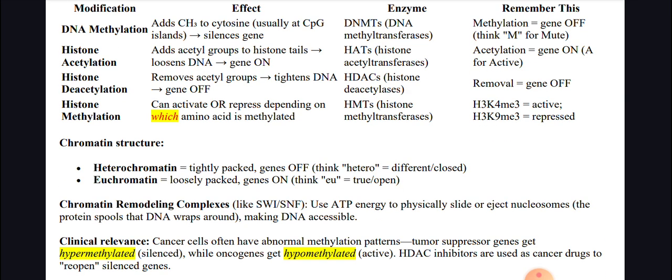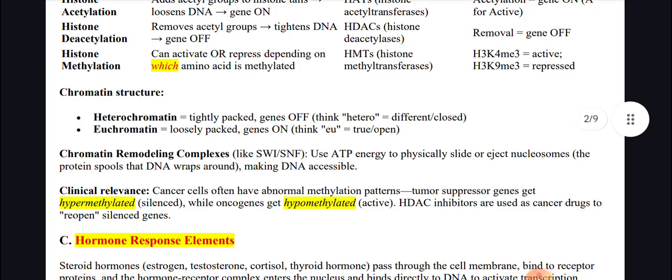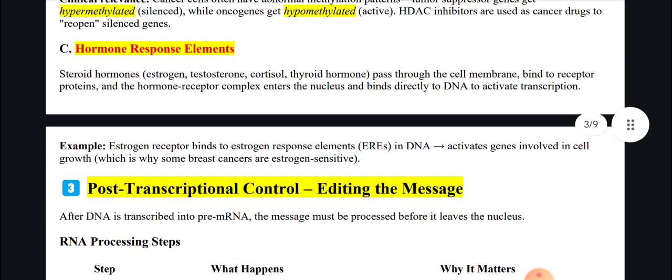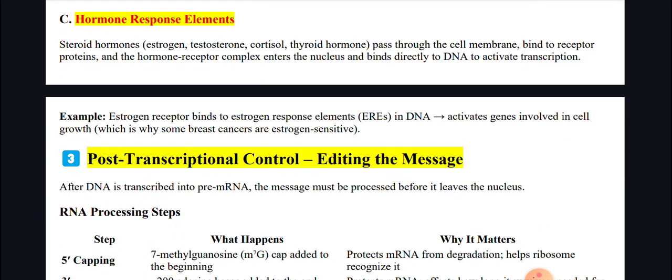Hormone response elements. We've talked about signals from outside activating kinases and epigenetic marks setting the baseline, but what about signals that just walk right into the cell, like steroid hormones? How do they control transcription? Oh, yes. Steroid hormones like estrogen, cortisol, testosterone, thyroid hormone. These guys are different. They're small and lipid-soluble. So they don't need a receptor on the cell surface? Nope. They just diffuse straight through the cell membrane.